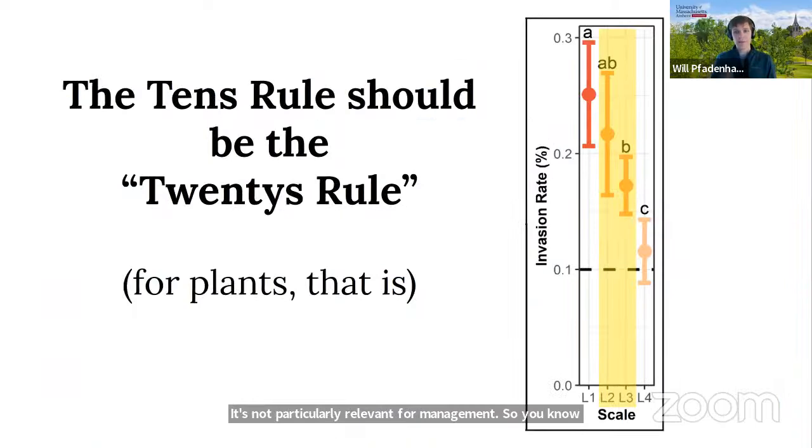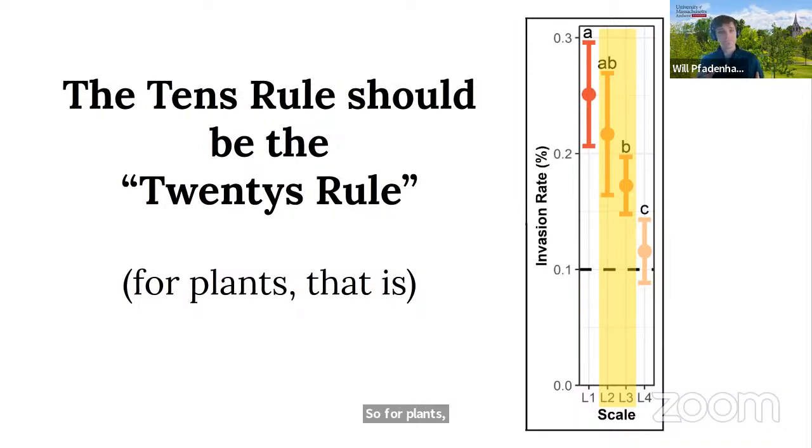So our two big takeaways from this first question. If we're asking how many species invade, our answer would be that the 10s rule should really be the 20s rule. If you look at the two scales that are most relevant for management, that's level 2 and level 3. If you kind of split the difference between these two dots, we end up right at 20%. So for plants specifically, we're really only looking at plants here, the 10s rule should be the 20s rule.